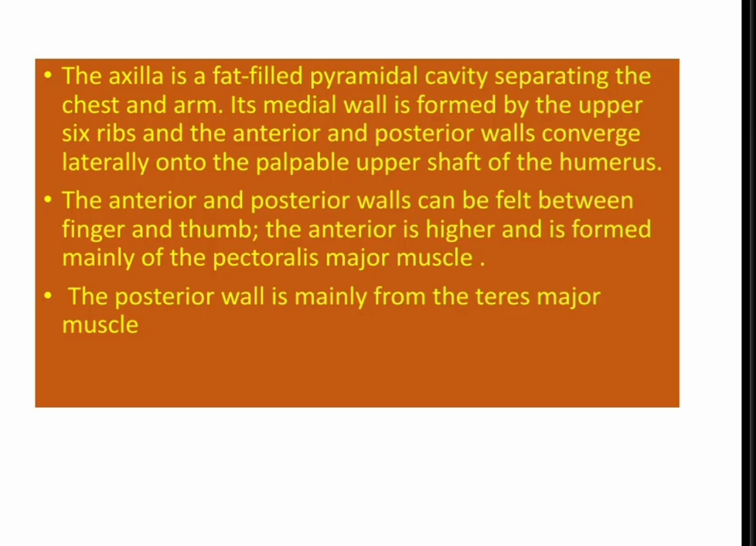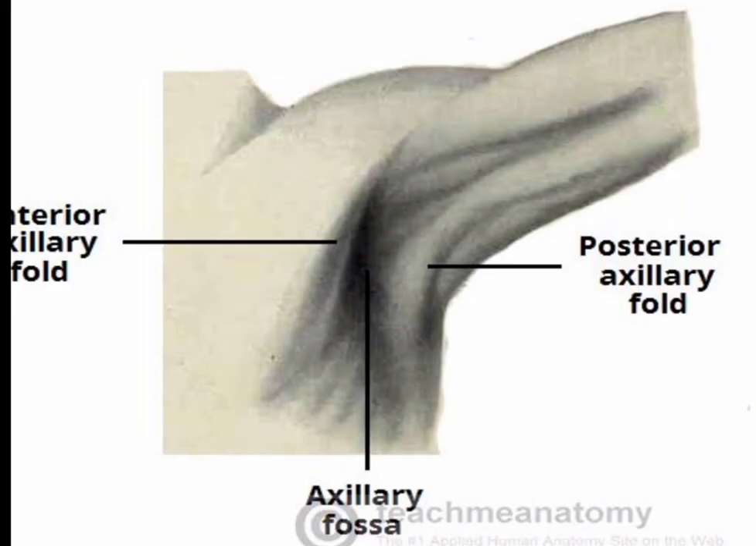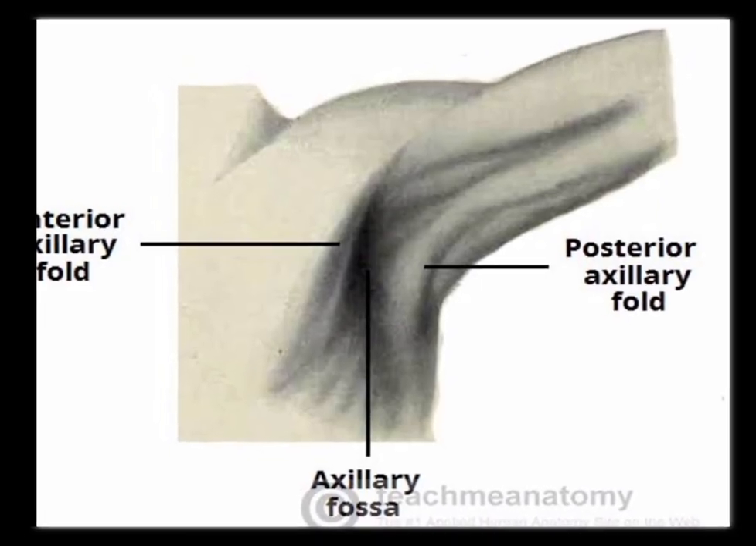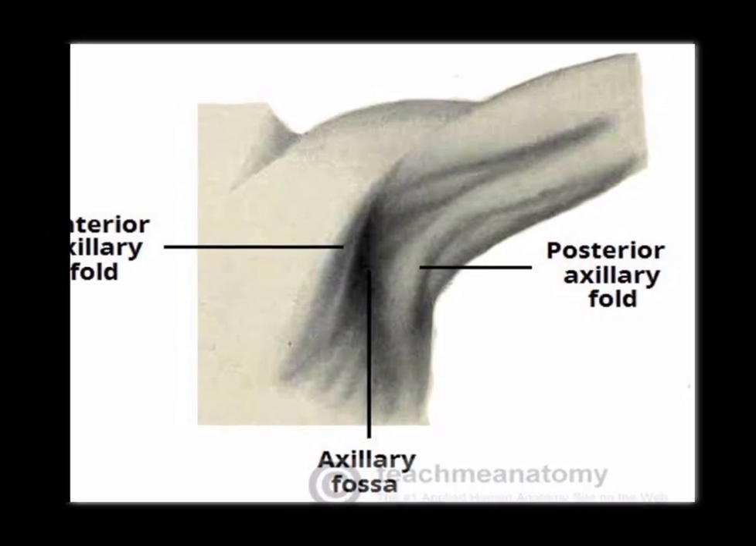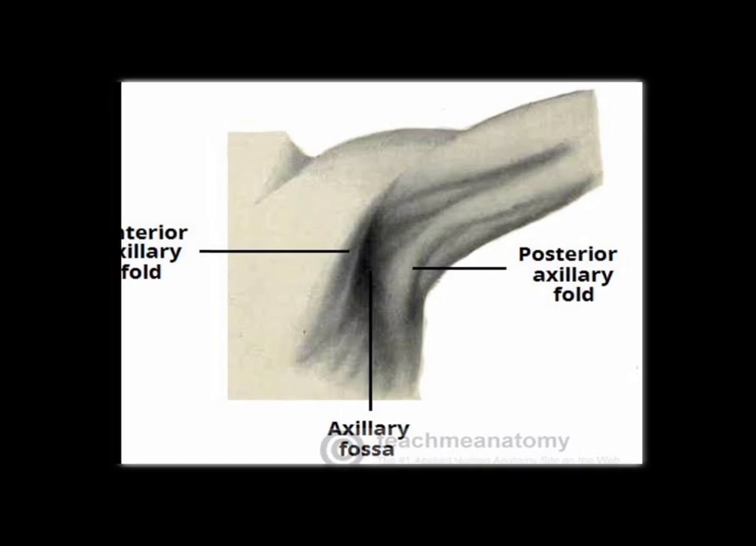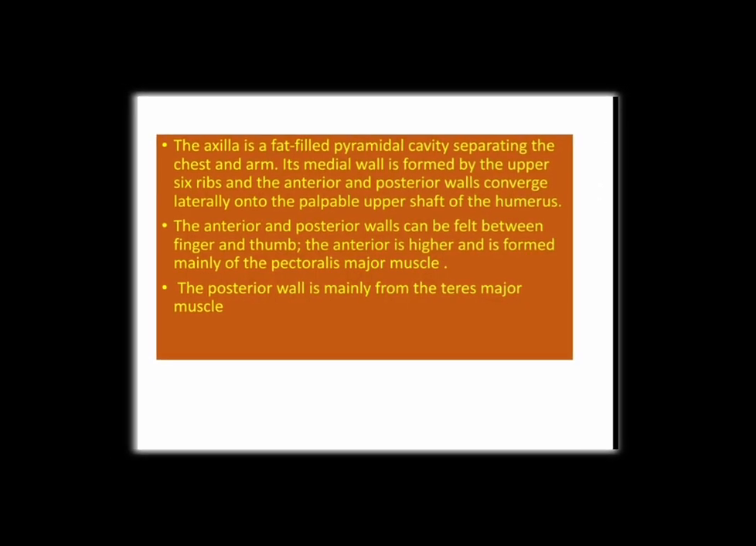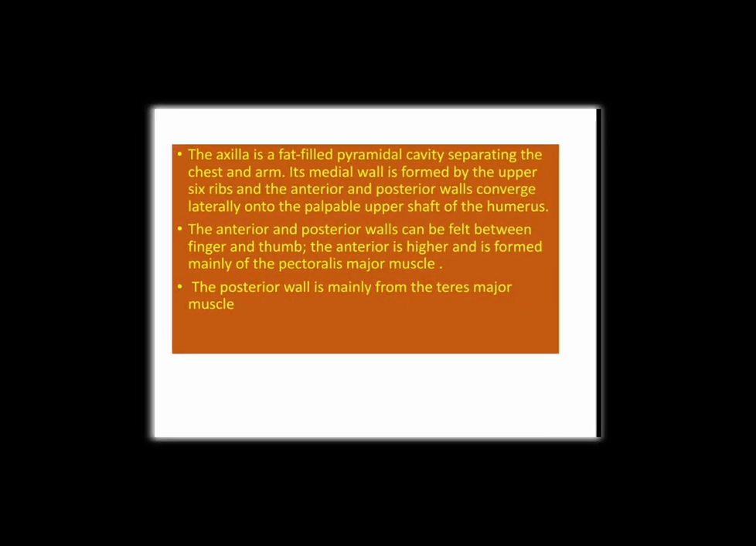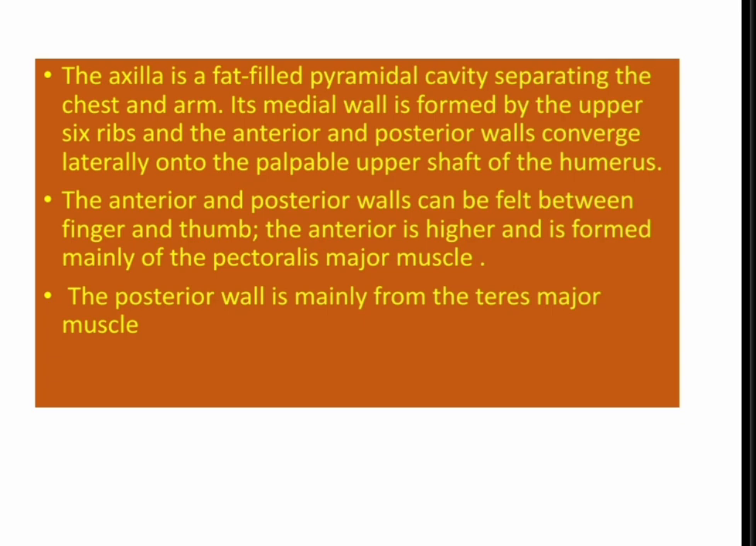The axilla is a fat-filled pyramidal cavity separating the chest and arm. Its medial wall is formed by the upper 6 ribs, and the anterior and posterior walls converge laterally into the palpable upper shaft of the humerus. The anterior and posterior walls can be felt between finger and thumb. The anterior is higher and is formed mainly of the pectoralis major muscle. The posterior wall is mainly from the teres major muscle.